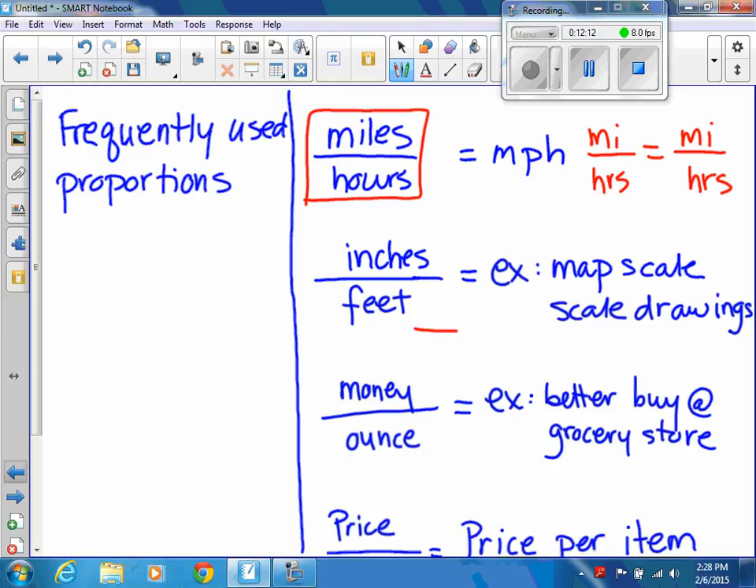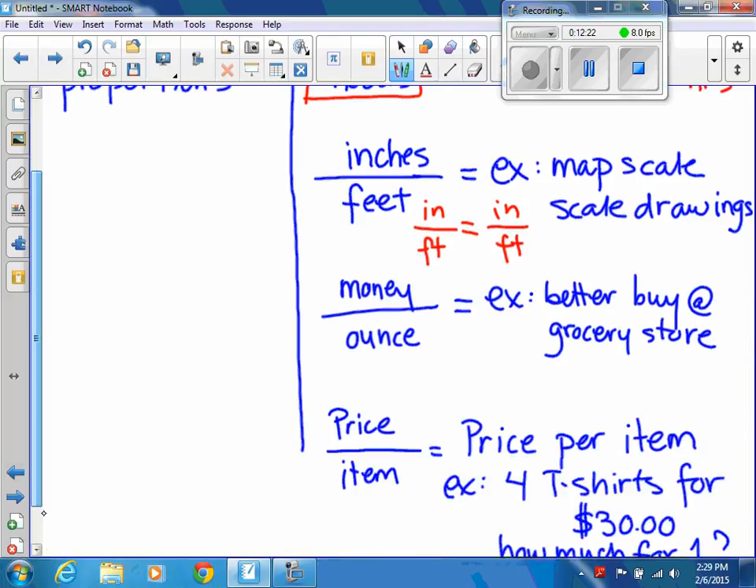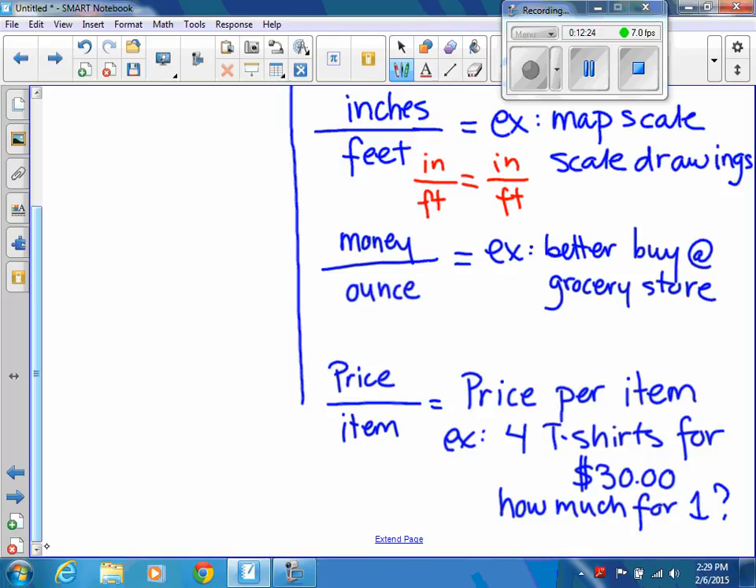If I did inches and feet, then again, inches is going to stay on top, and feet is always going to be on the bottom as I go to solve that. Same thing with money and ounce. Same thing with cost and an item, if it was t-shirts, right? So it's going to be the cost and a t-shirt is equal to the same thing, cost and a t-shirt. So make sure when you're setting up your proportions, use words first to set up your proportions.